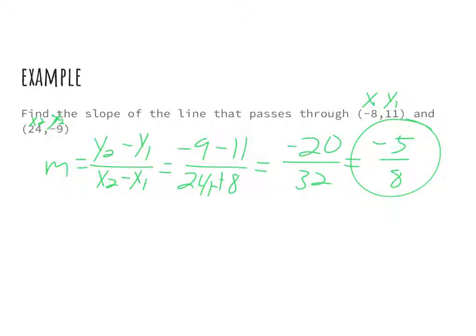Okay, so once we get all the way through, y2 minus y1, I did negative 9 minus 11, x2 minus x1, 24 minus a negative 8. Negative 9 minus 11 is negative 20. 24 minus a negative 8 is the same as 24 plus 8, which is 32. Negative 20 over 32, I can take a 4 out of both of those and get negative 5/8 for my slope.